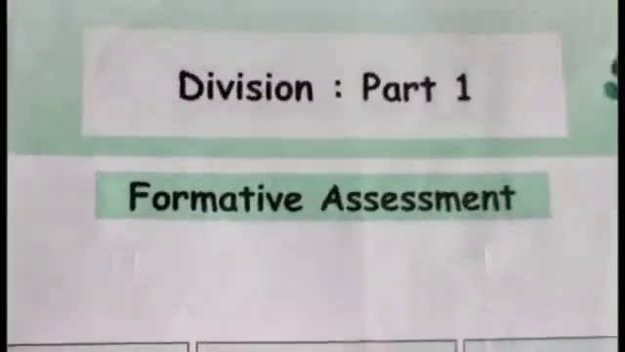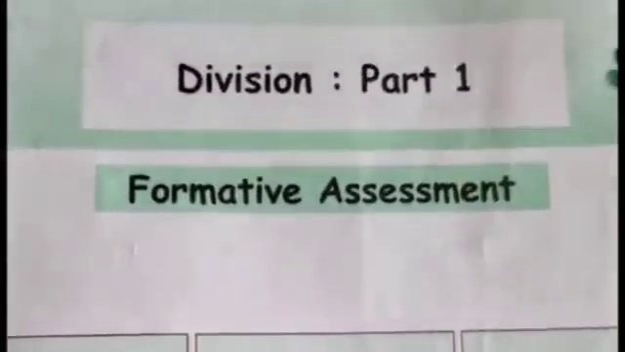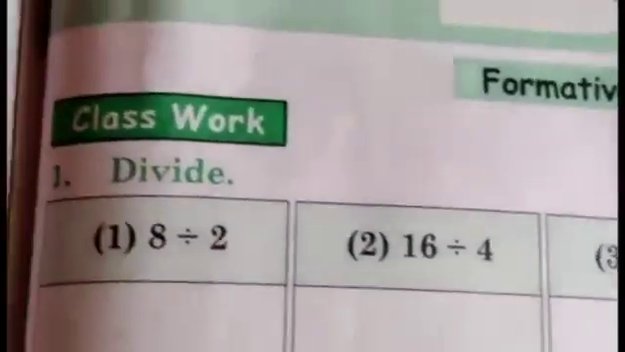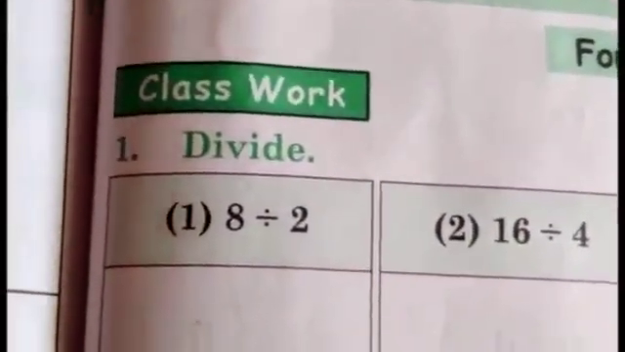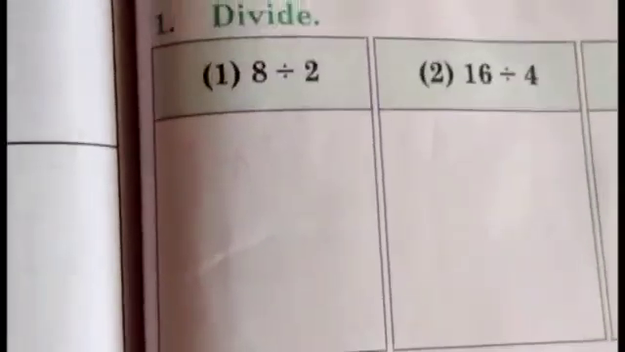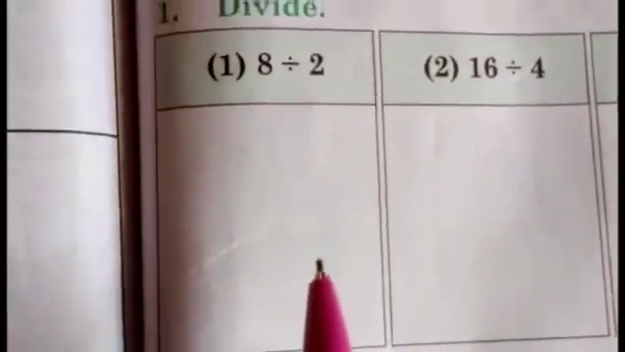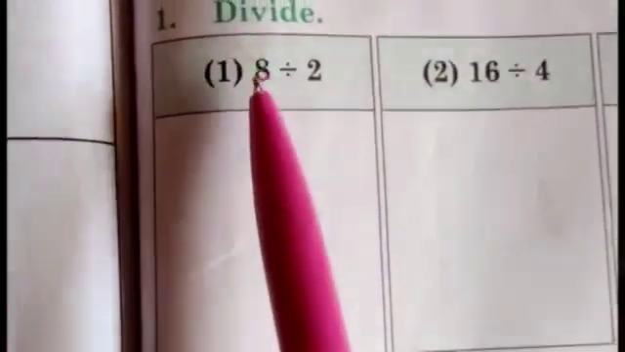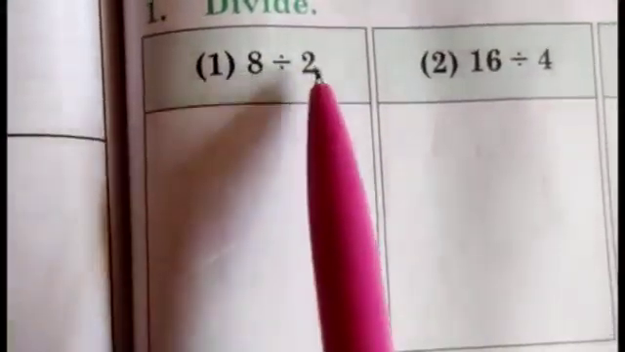On that page the first question is formative assessment. Now let us study the formative assessment. In that, the first question is classwork. Question number 1, divide. They have given the simple division, that is 8 divided by 2. So students, here 8 is a dividend, 2 is a divisor.